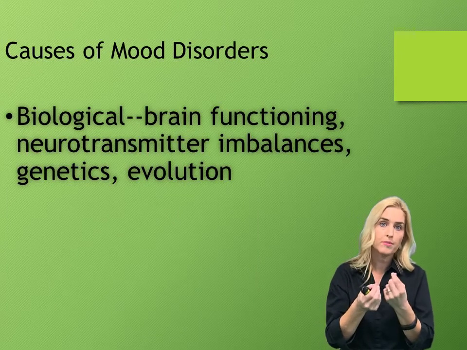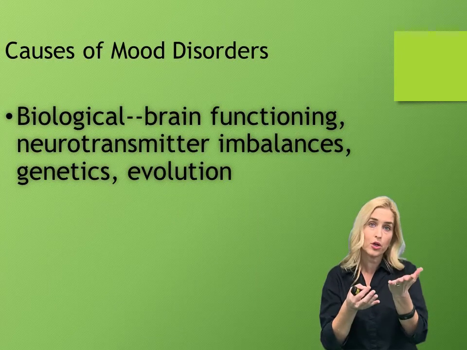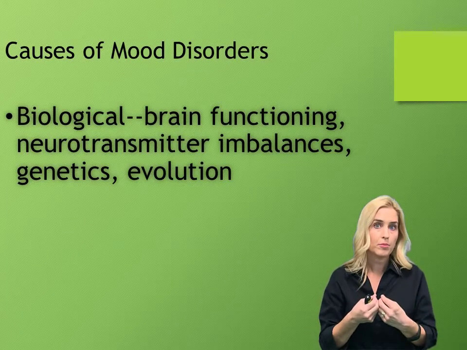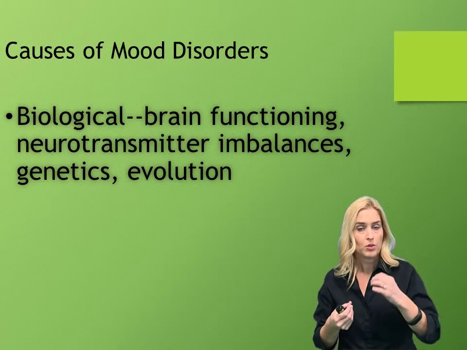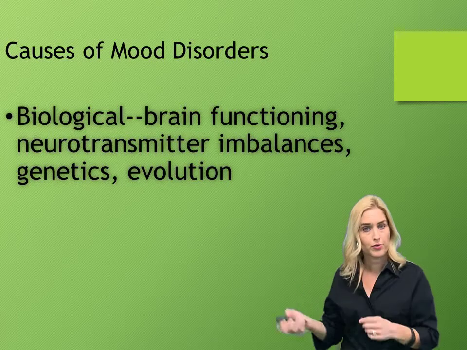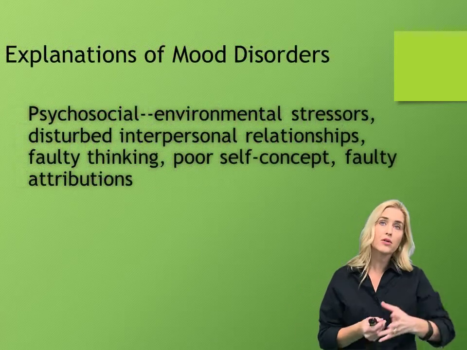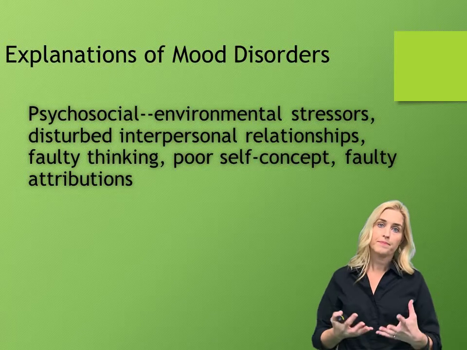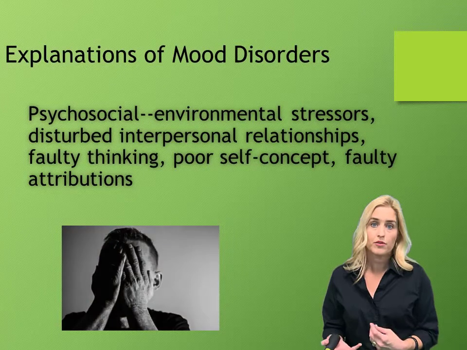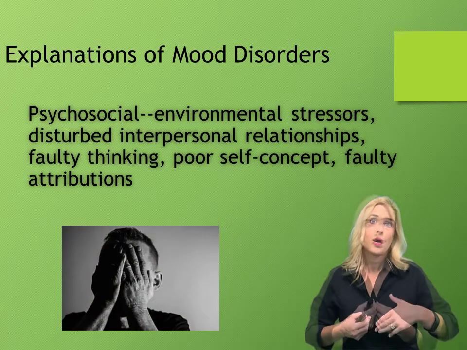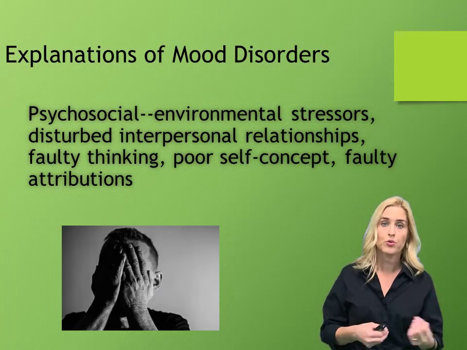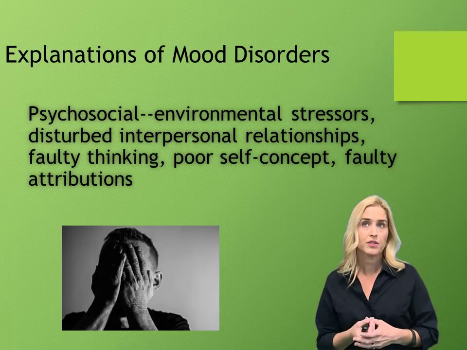We also see neurotransmitter imbalances. Often this deals with serotonin, as we've talked about in some of the previous videos. There's also a strong genetic component with bipolar disorder. So with bipolar disorder, we see there's more of a genetic link than there is with some of the other depressive disorders. Psychosocial, we know that the stress in our environment can really exacerbate some of the symptoms of depression and bipolar disorders. We also see disturbed interpersonal relationships with both bipolar disorders as well as depressive disorders.